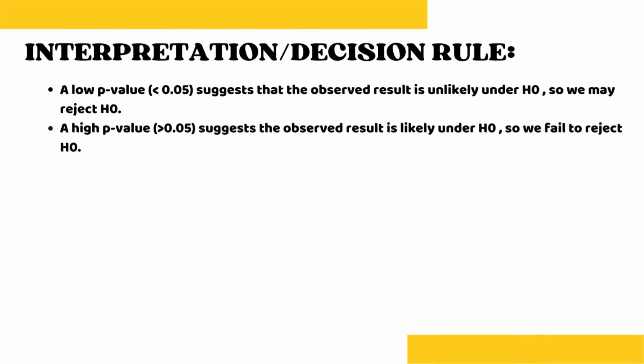A low p-value below alpha, that is if p-value is less than 0.05, means observed result is very unlikely under H0, and that's why we reject H0. A high p-value that is above alpha means our observed result is consistent with H0 and we fail to reject H0 because we do not have a strong evidence against it.